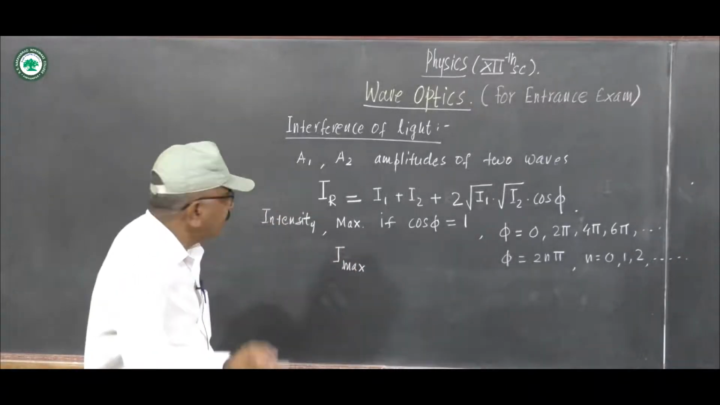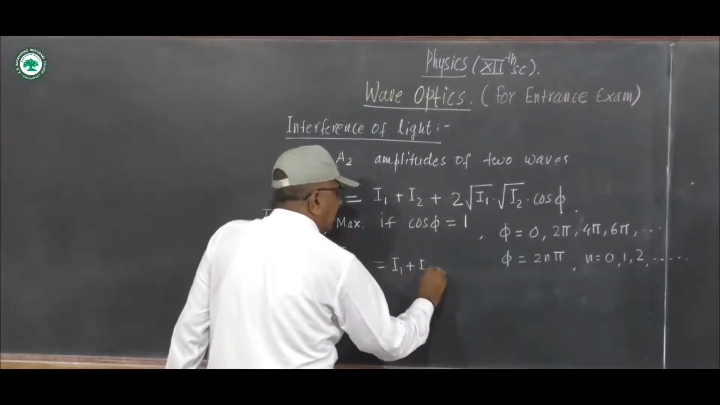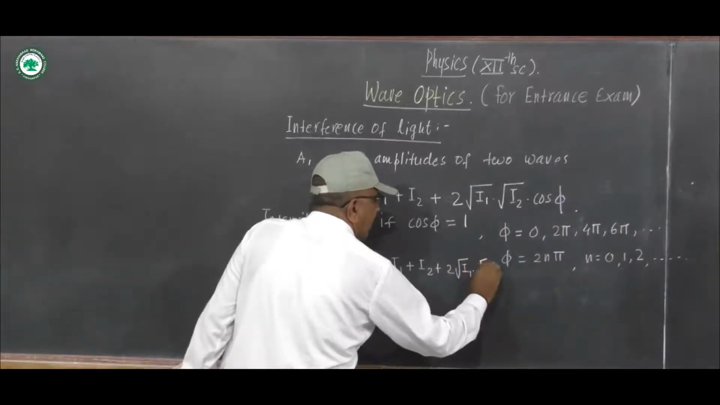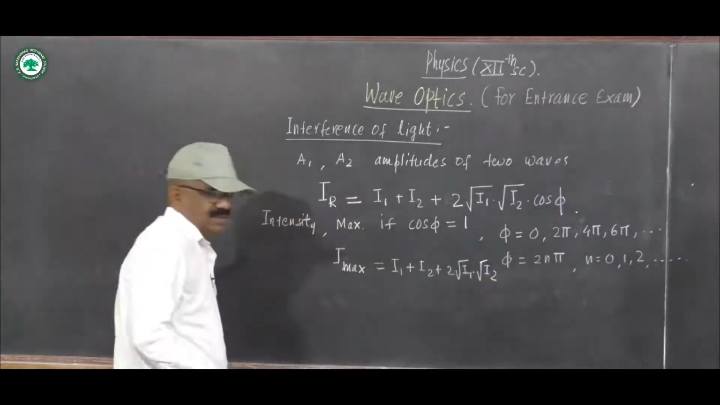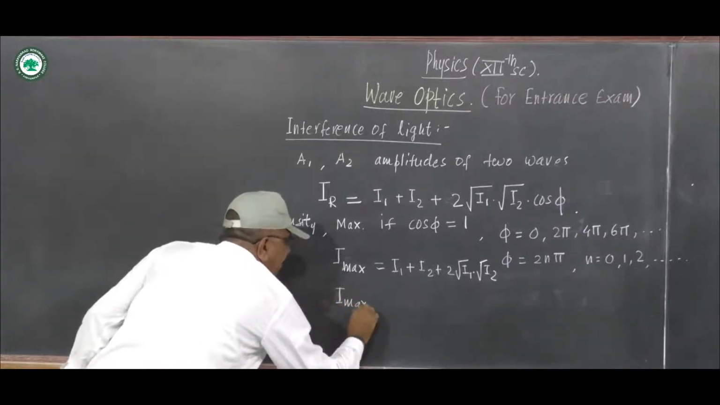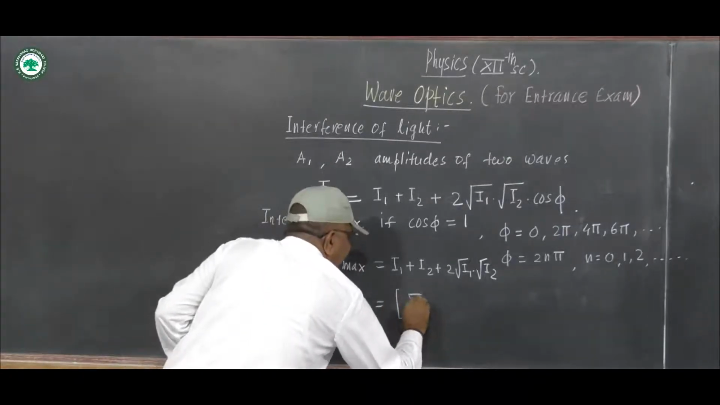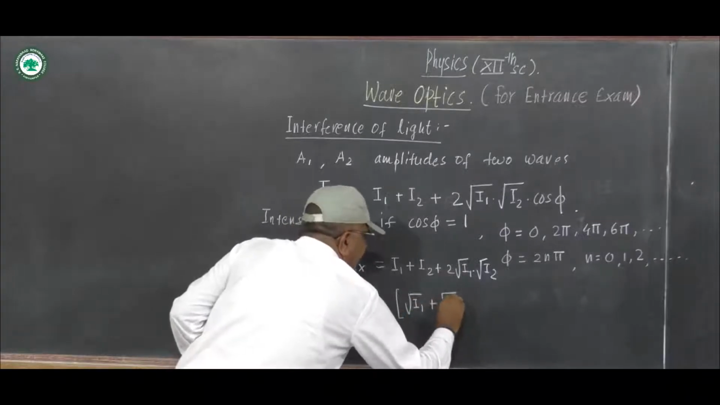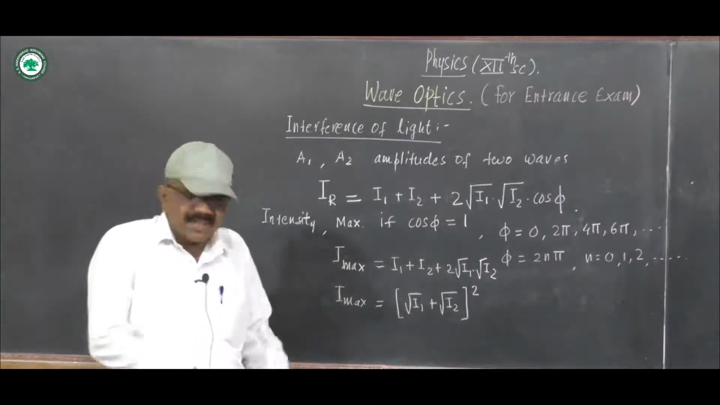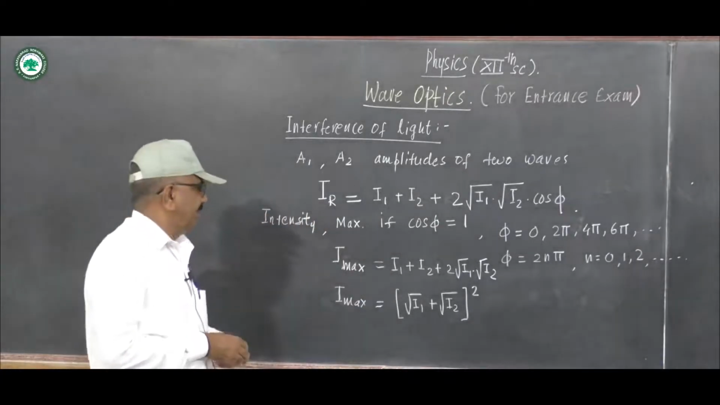Intensity maximum is equal to I1 plus I2 plus 2 square root of I1 into square root of I2, and this cos phi is 1, and this is nothing but I max is equal to square root of I1 plus square root of I2, its square. We get one important equation in terms of intensity, that is I max is equal to square root of I1 plus square root of I2 its square.